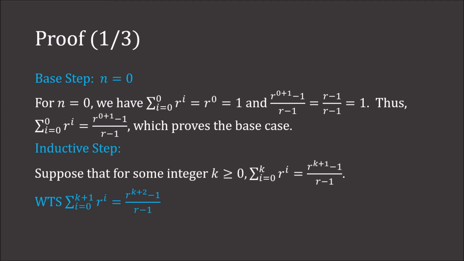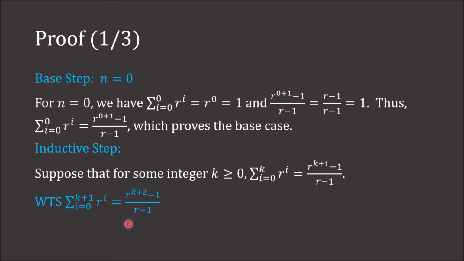Now we suppose that for some integer k greater than or equal to 0, the sum from i equals 0 to k of r to the i is equal to (r to the k plus 1 minus 1) all over r minus 1. And what we wish to do is show that it's true for the next integer. That is, that the sum i equals 0 to k plus 1 of r to the i is equal to (r to the k plus 2 minus 1) all over r minus 1.